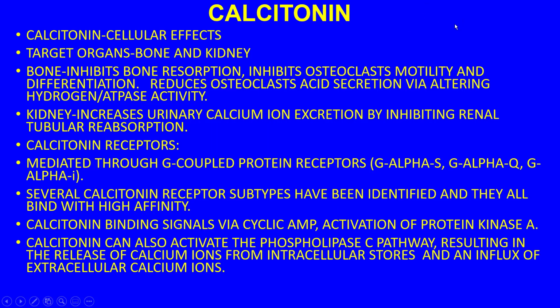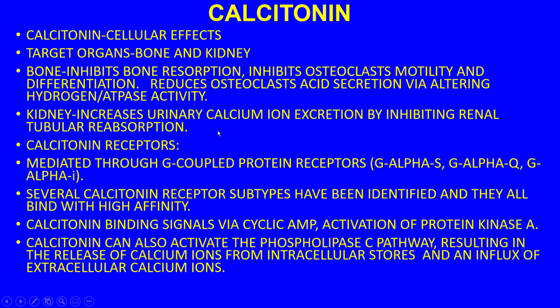Now, some of the cellular effects of calcitonin: the target organs are both the bone and the kidney primarily. In the bone, calcitonin will inhibit bone resorption. It will inhibit osteoclasts' motility and differentiation. It will reduce osteoclasts' acid secretion via altering their hydrogen ATPase activity. Now with kidneys, calcitonin will increase urinary calcium ion excretion by inhibiting renal tubular reabsorption.